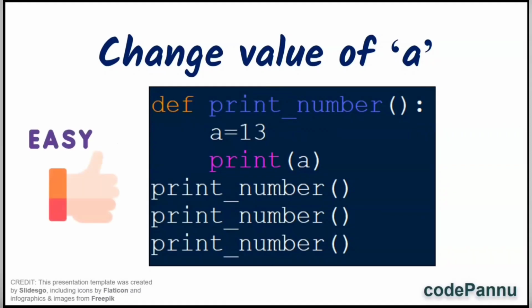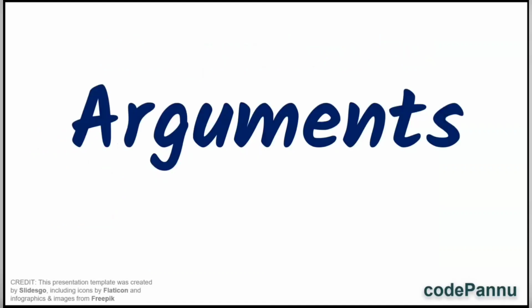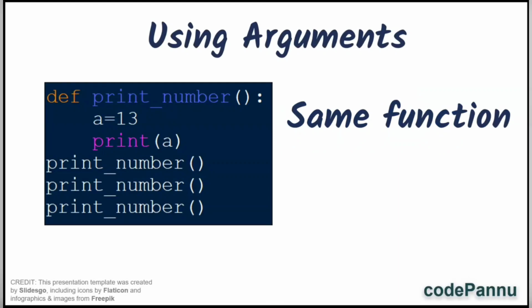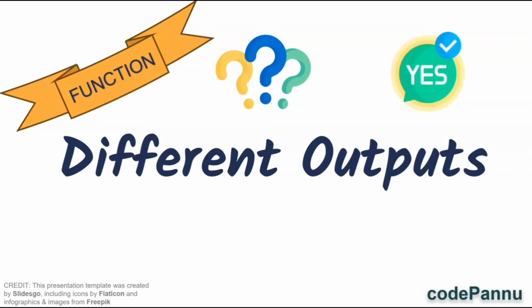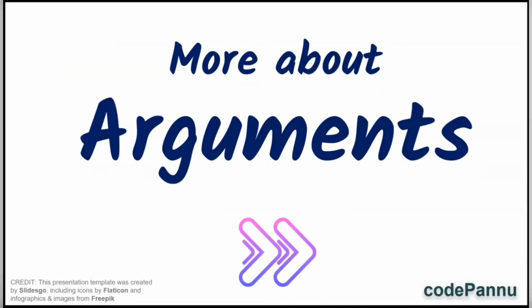That easy way is to use a new concept called arguments. So, using arguments, I'm going to show you how to make the same function give 3, 4 and 7 as output. Can the same function give 3 different values as output? Yes, it is possible. I will talk more about arguments and show you how to do it in the upcoming video. See you all in another interesting video.